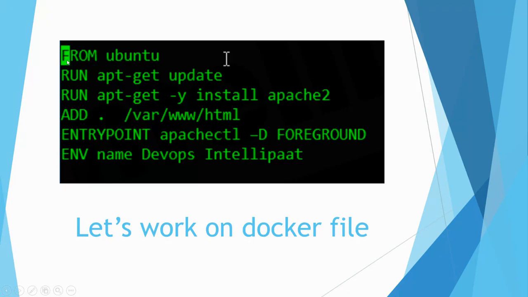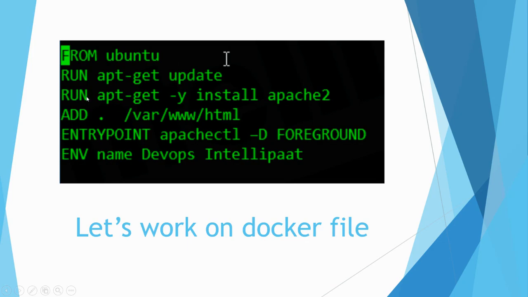Okay. So what is FROM Ubuntu? It means you are asking the Docker file to pull the Ubuntu image. FROM means you need to pull this particular Ubuntu image. That is the meaning of FROM. So you are saying FROM Ubuntu: I need a container, I need an image from Ubuntu. That is the meaning.